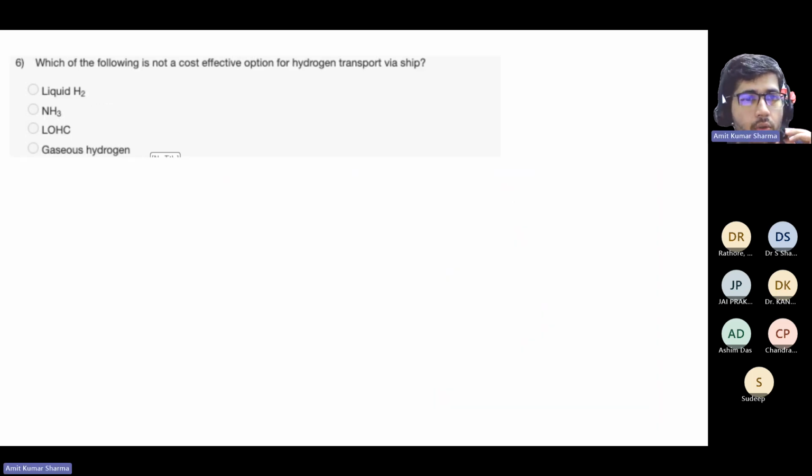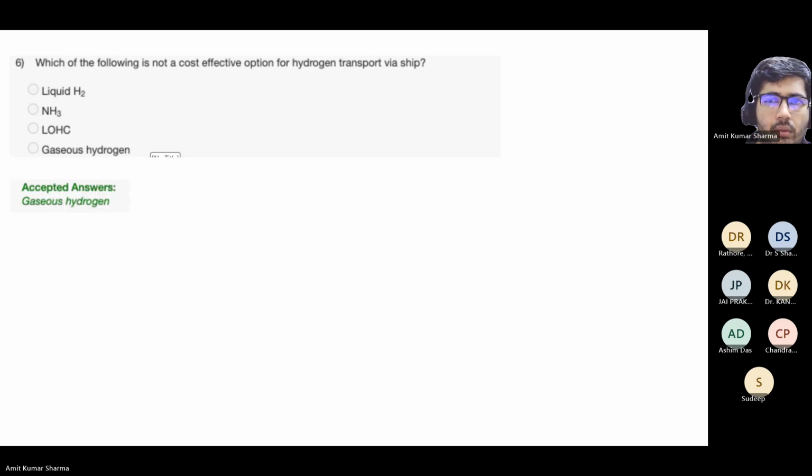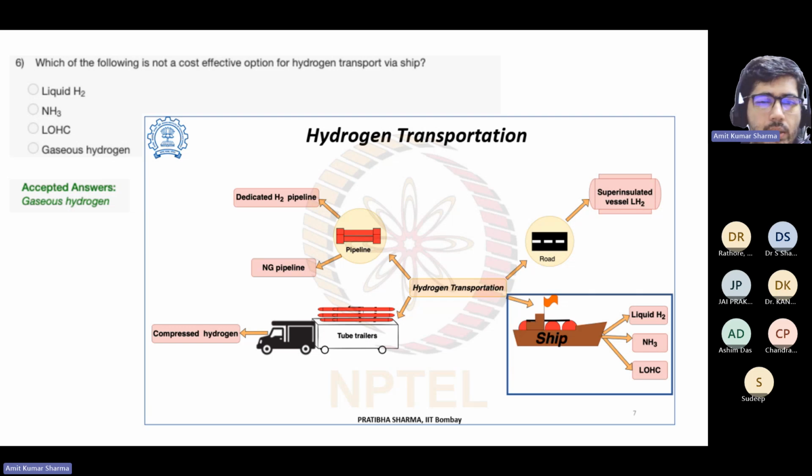Which of the following is not a cost-effective option for hydrogen transport via ship? Gaseous, right? Because of the volumetric density. The volume is very high in gas form, and a ship is not sufficient to carry it. So via ship, the preferred routes are liquid hydrogen, NH3 and LOHC.